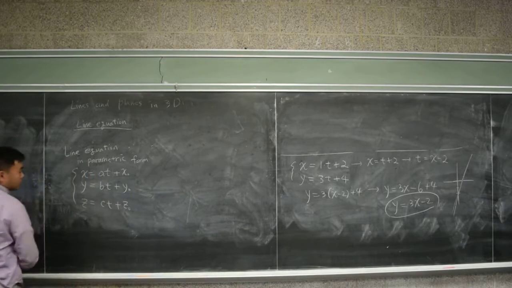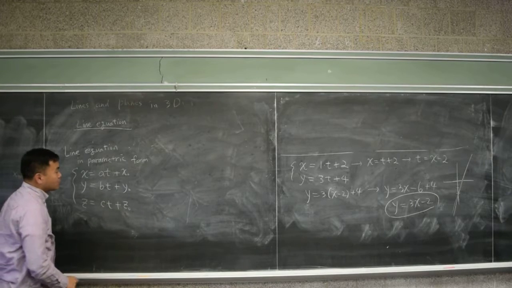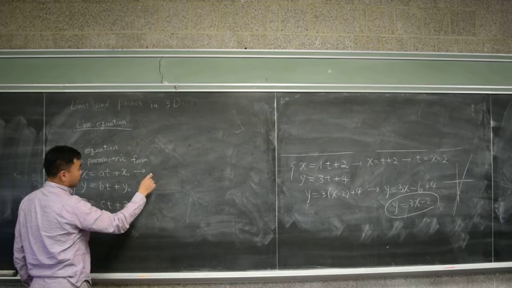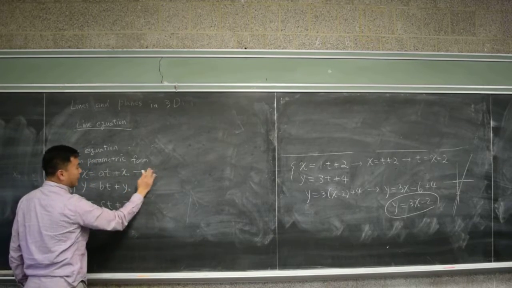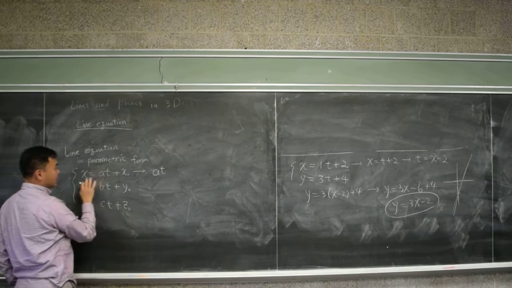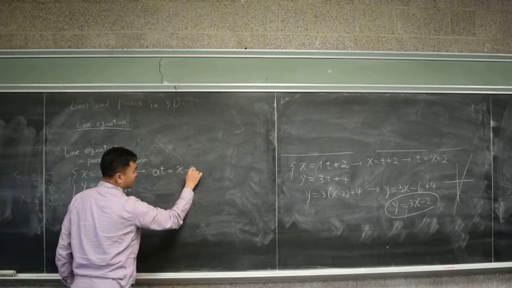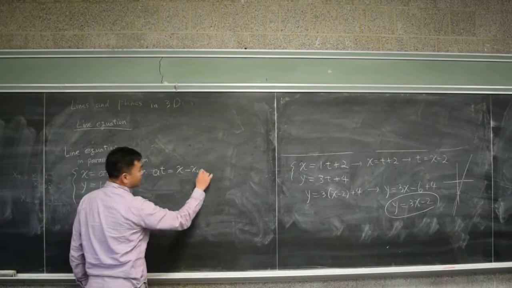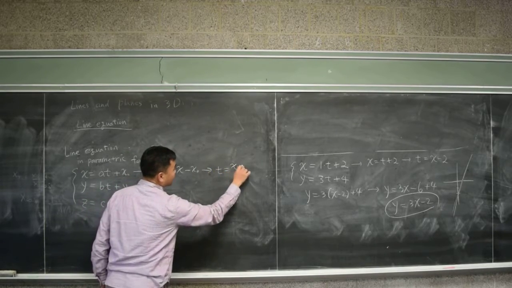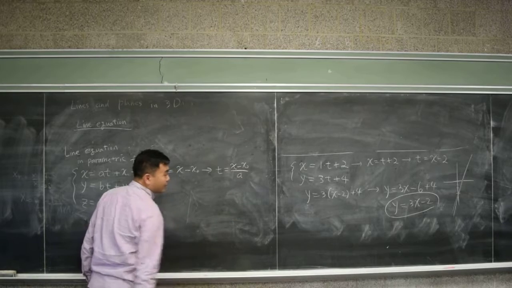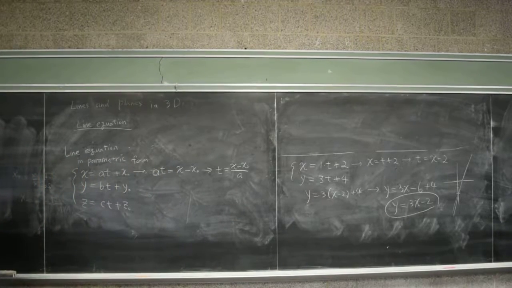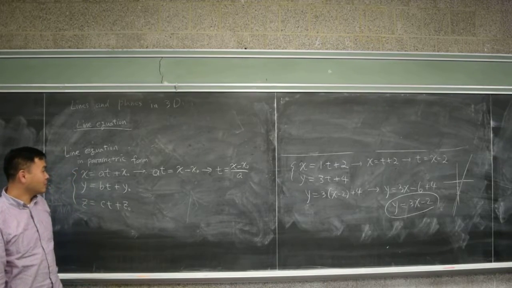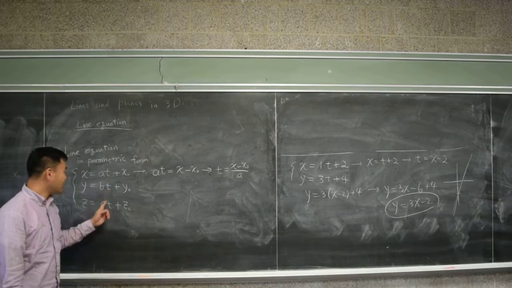All right, so the line equation in 3D. We do the same. We solve for t. Okay, so first, let's subtract x naught from both sides. So at is equal to x minus x naught. And then I divide, which gives you t equals (x minus x naught) over a. Okay. Now think about what we will end up with. You will plug this in here and there.